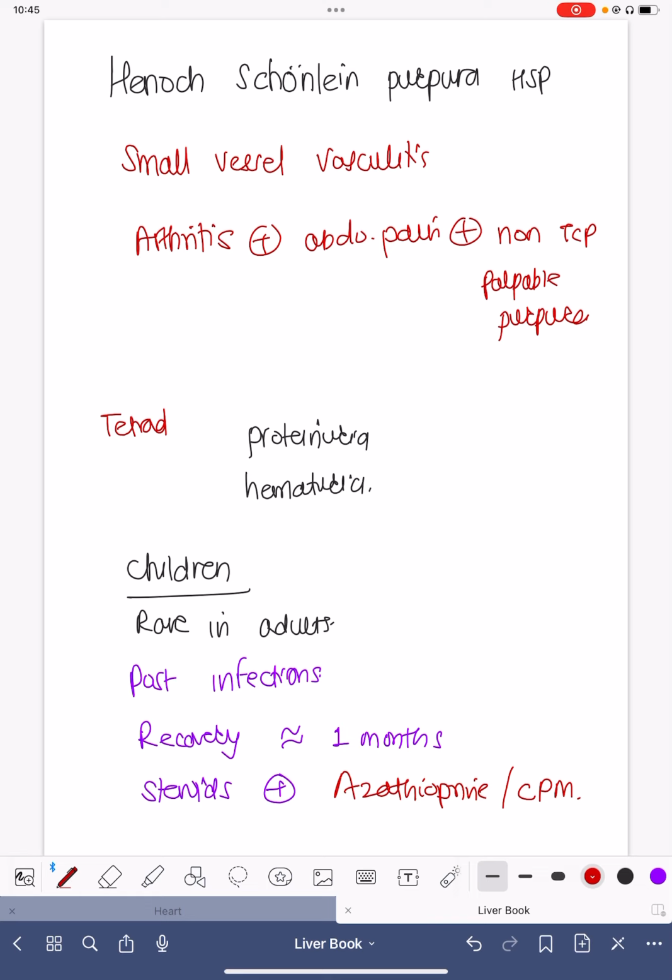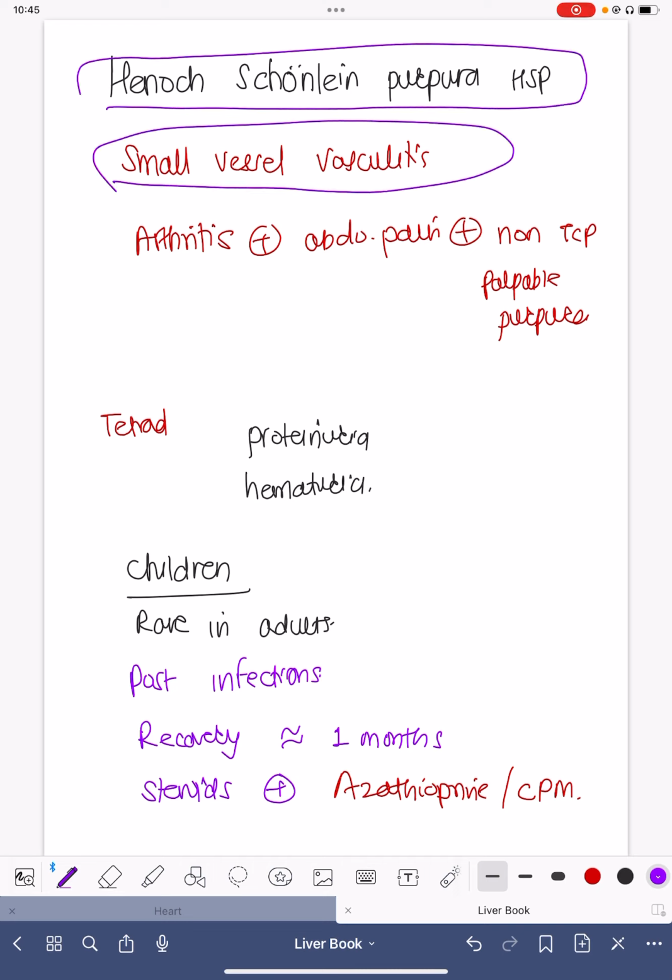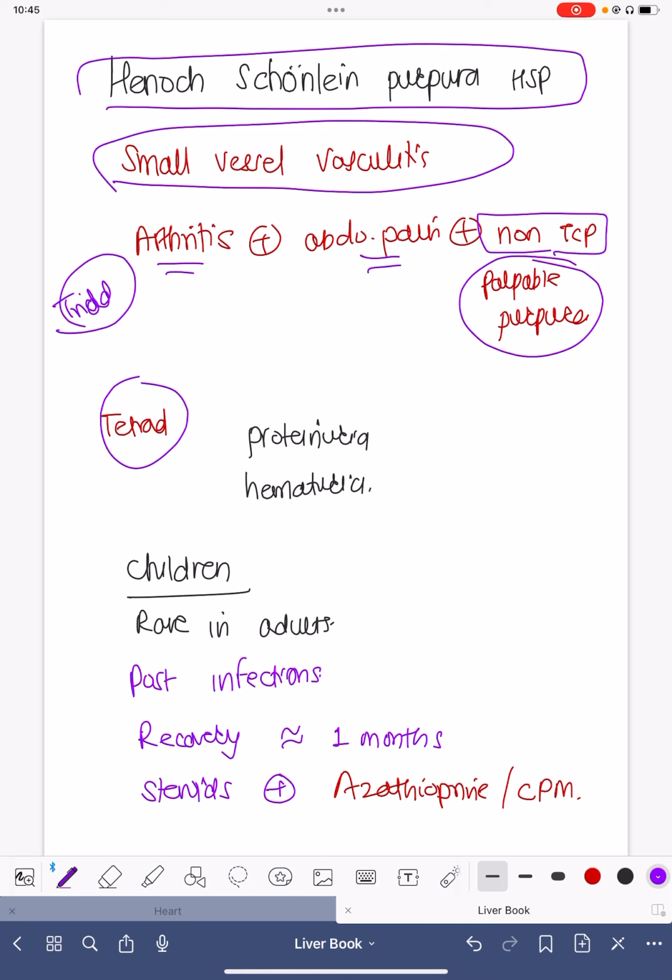We should always think of Henoch Schonlein purpura, that is HSP. Now, what is this? This is basically small vessel vasculitis, and it has an HSP triad or HSP tetrad as well. Very commonly, the patient will have arthritis, abdominal pain, and no thrombocytopenia, but there will be palpable purpura.